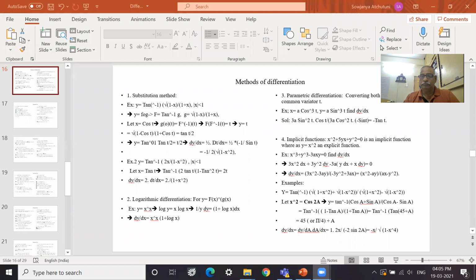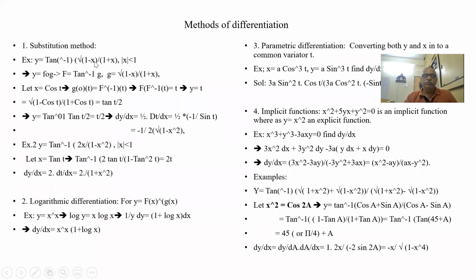Let us continue differentiation, and we will learn some different methods to do differentiation to make our work easier. Some different methods are the substitution method, logarithmic method, and parametric method. We'll see that.